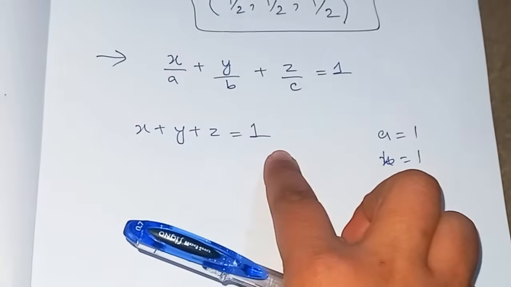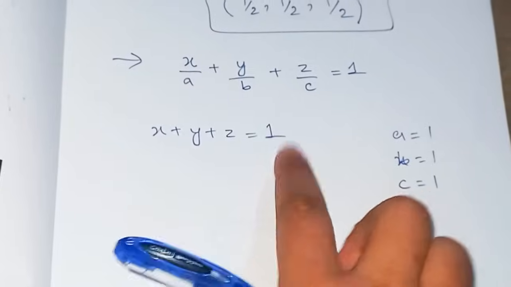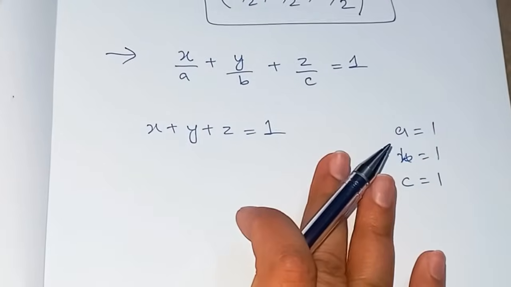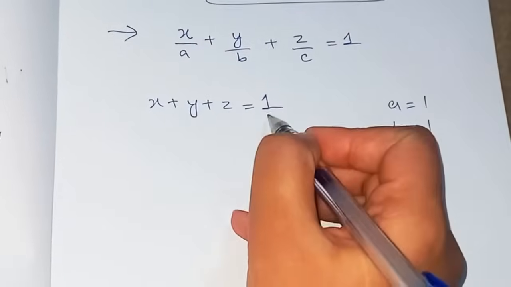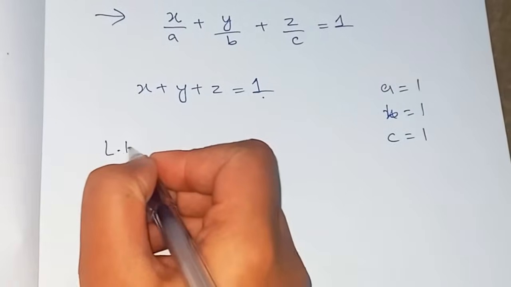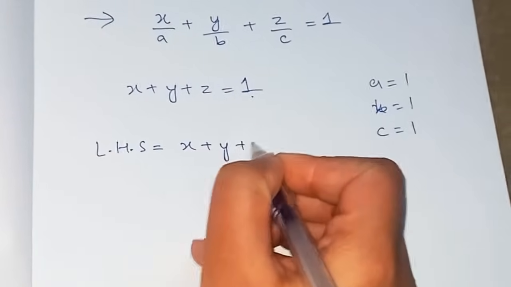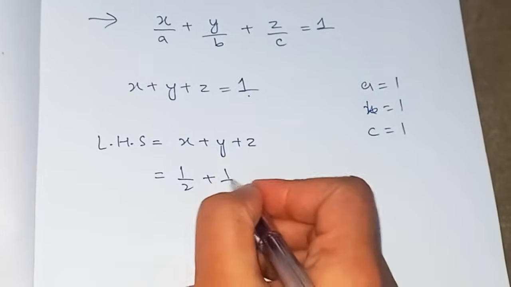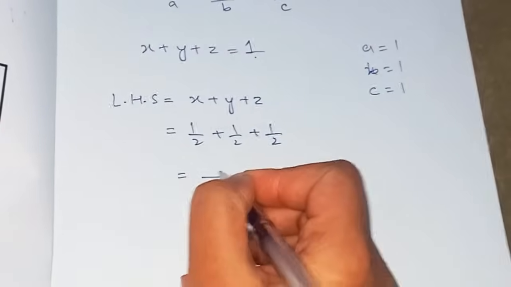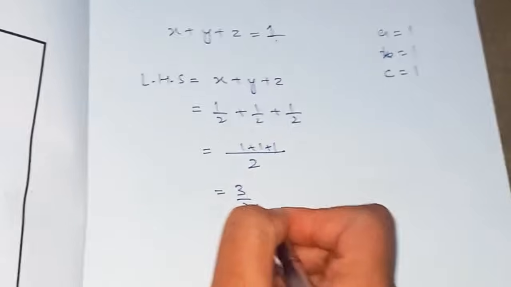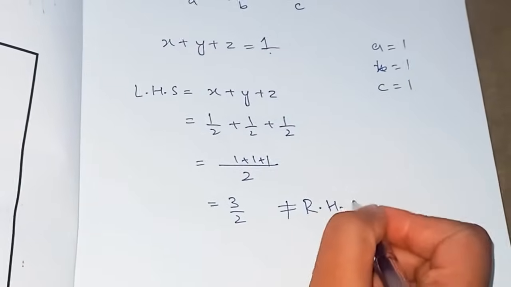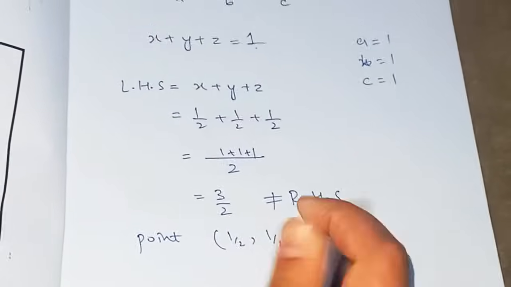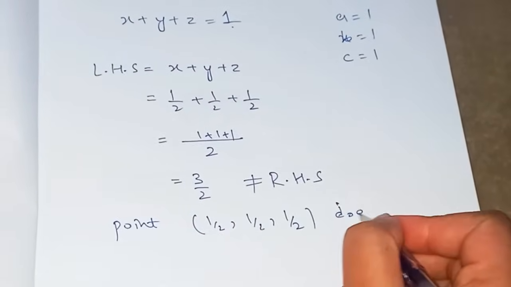this point will satisfy this equation. And if this point doesn't satisfy this equation, then it means that the point doesn't lie on this plane. So the left hand side should be equal to the right hand side. That is what we are going to find out. This is the right hand side, this is the left hand side. Let's calculate the left hand side, which is x plus y plus z, and put this point's values right here: 1 by 2 for x, 1 by 2 for y, and 1 by 2 for z. If you find the LCM, you will get 1 plus 1 plus 1, which is 3 by 2. And this is not equal to the right hand side, which means the point 1 by 2, 1 by 2, 1 by 2 that we inserted into this equation doesn't lie on this plane.